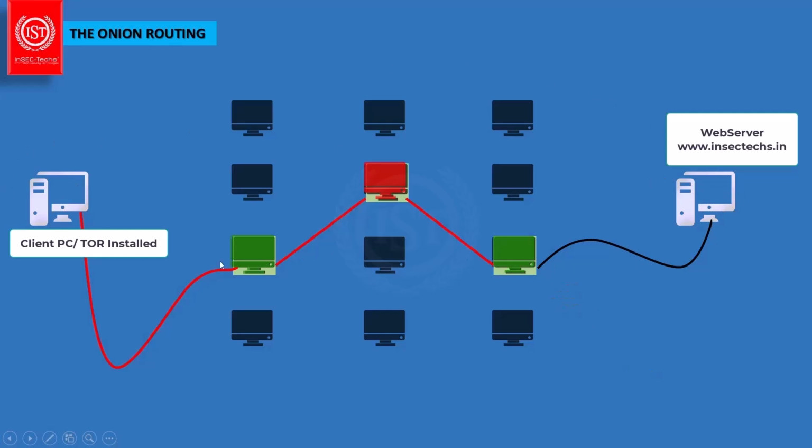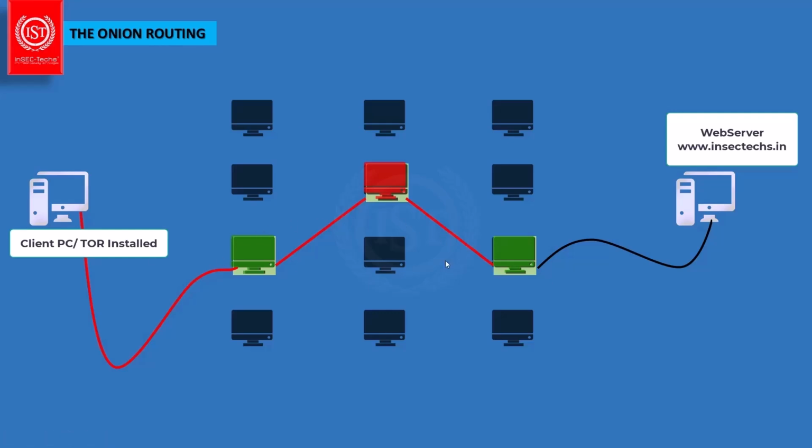And all the links in the TOR network are encrypted links. It is really hard to sniff into the network. And as you can see, after the exit node, the link which is in a black color is an unencrypted link, and this is the only unencrypted link in the entire TOR network. And this is how a TOR network functions.